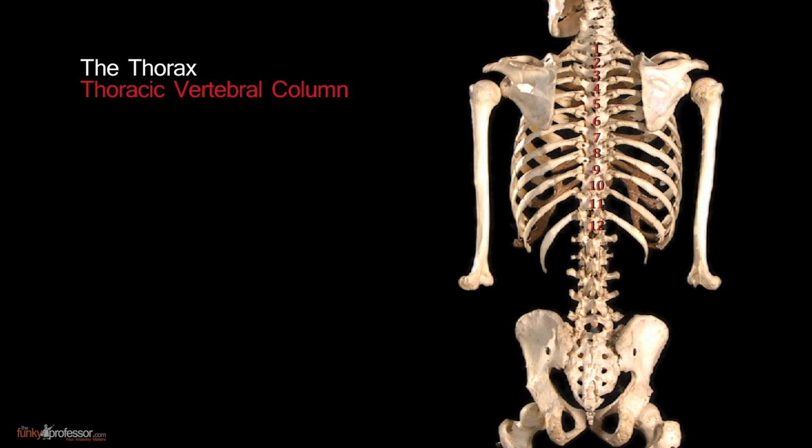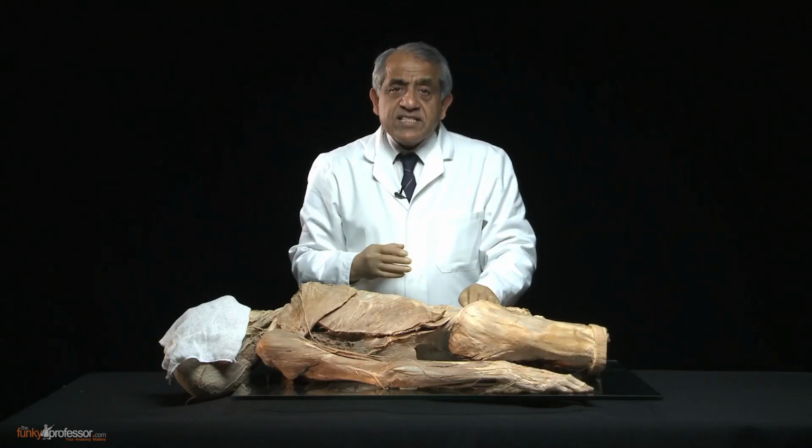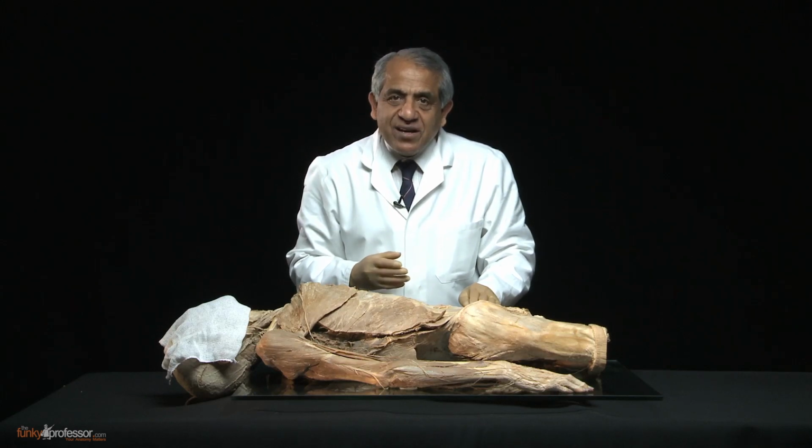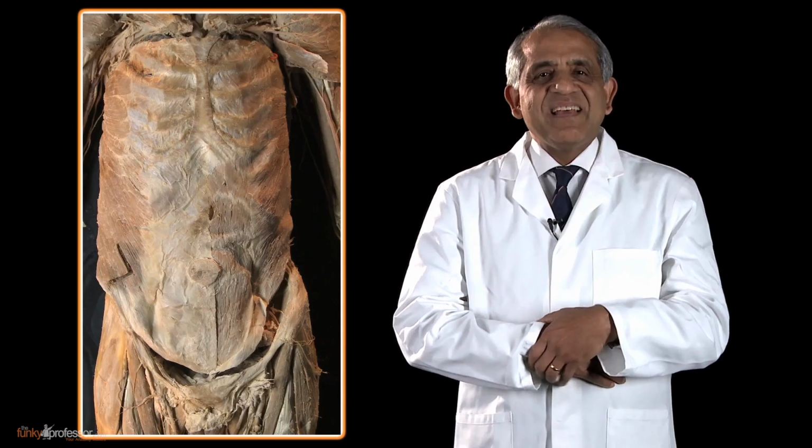In the abdomen, it's called the lumbar part of the vertebral column and is made up of 5 large lumbar vertebrae. And in the pelvis, it is referred to as the sacrococcygeal part of the vertebral column. The sacrum is a single bone, but in fact it represents a fusion of 5 individual vertebrae. So let's explore the interior of the trunk using this beautiful prosection and several others.